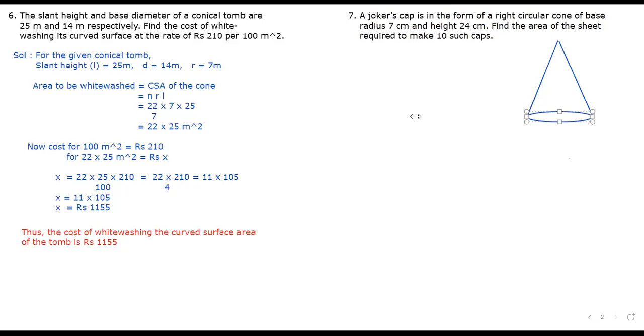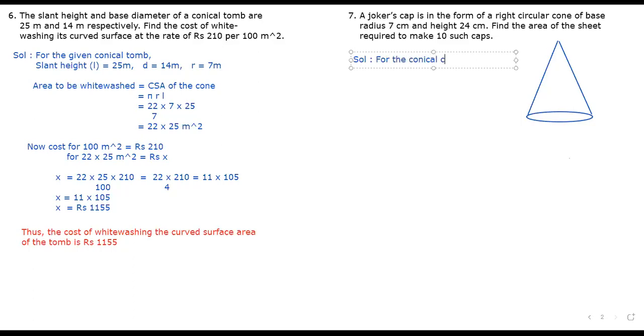Am I audible, children? So how much sheet is required to make one cap? अरे, equal to CSA of the cap ना. कोनिकल cap है, ऐसा क्या कर रहे हो? उसका नीचे का base तो नहीं रहता. Do we have a base for a cap, children? No. Then why are you not answering? What is your problem? You tell me. I am really getting very irritated because of all these things.